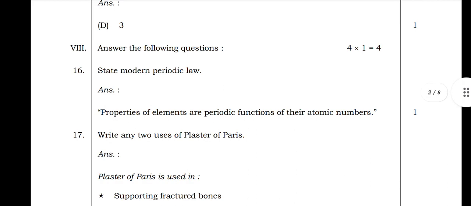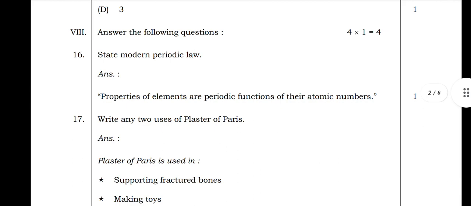Next, question 8. Answer the following questions. 4 questions will be given, 1 mark for each question, so you will get 4 marks. The 16th question they ask: state the modern periodic law. Properties of elements are a periodic function of their atomic number.